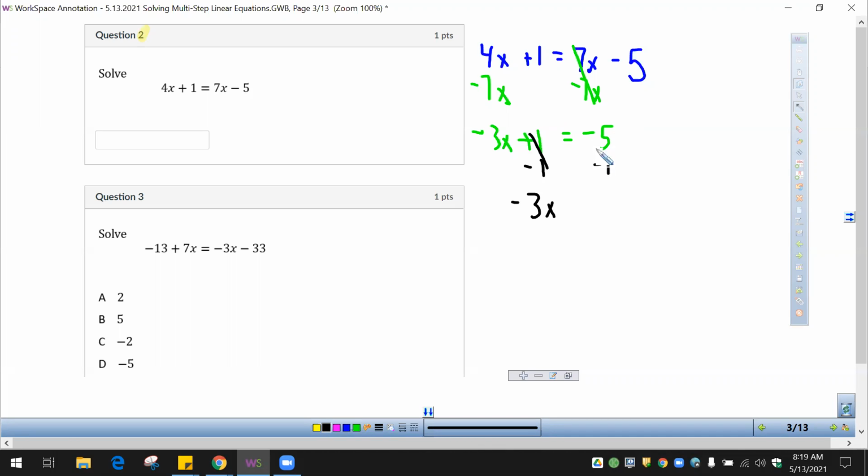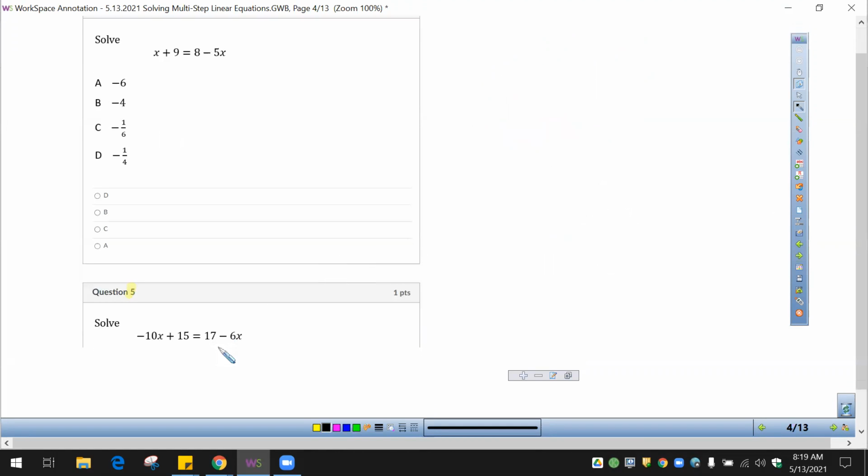And then remember, since you're not multiplying these and they're negative, you'll combine them and keep the sign and then divide by negative 3. All right, so you get x is equal to 2. All right, so you type in 2 right there. Same thing on number 5.